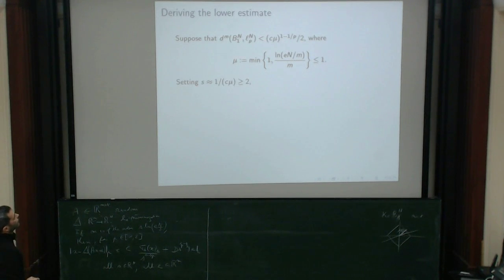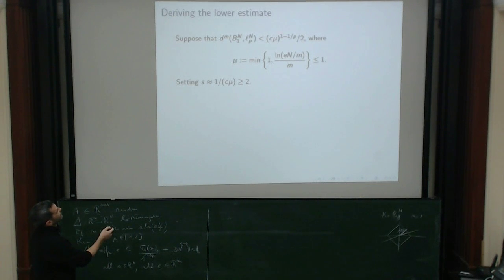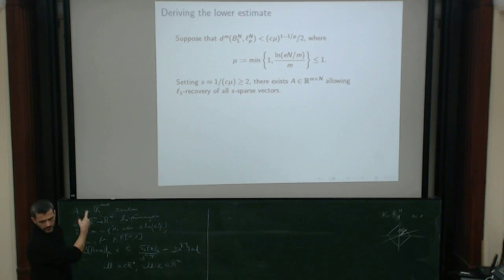All right, so if we set S to be of the order of, again, you would have to put floors and ceilings wherever it is necessary. But if you take S to be of the order of 1 over C mu, you can find a matrix A. So this is the first insight that allows you recovery of all S-sparse vectors for S of the order of that. Okay, this is what was on the other slides that we don't see anymore.